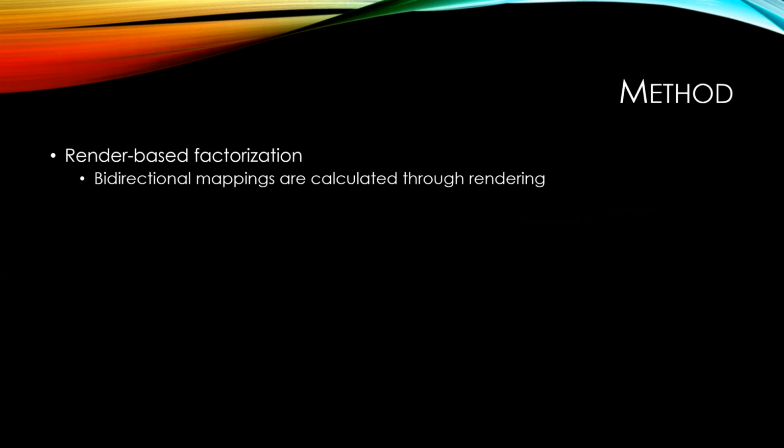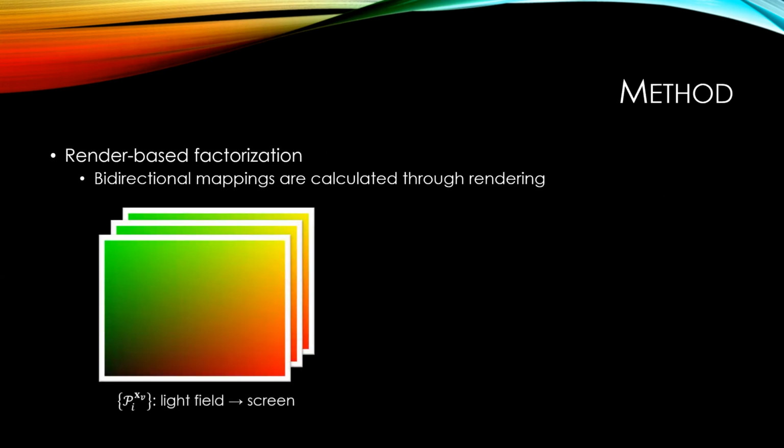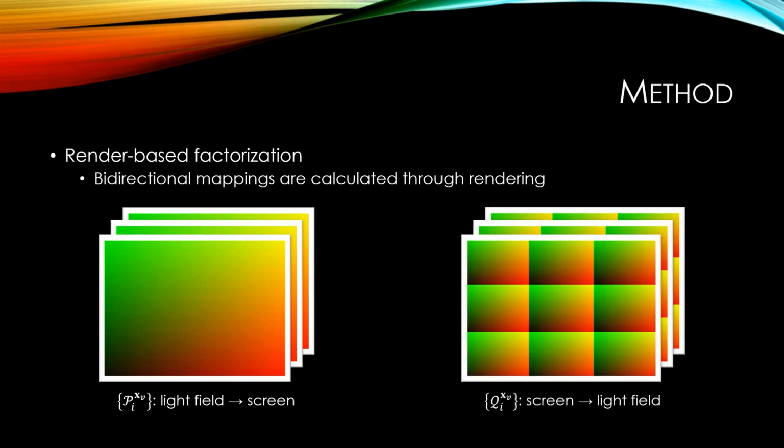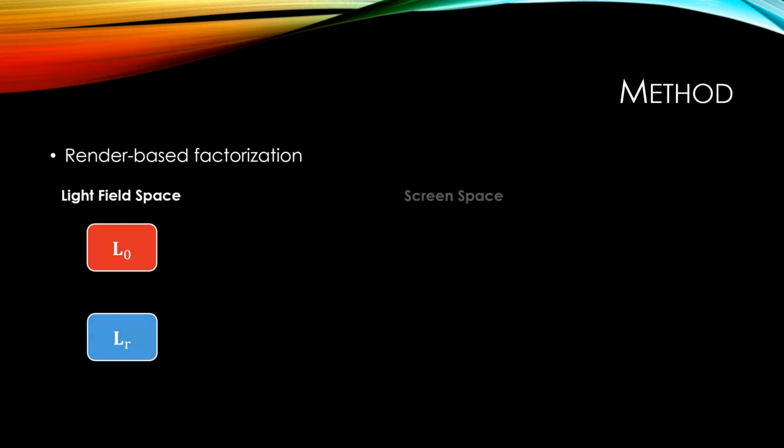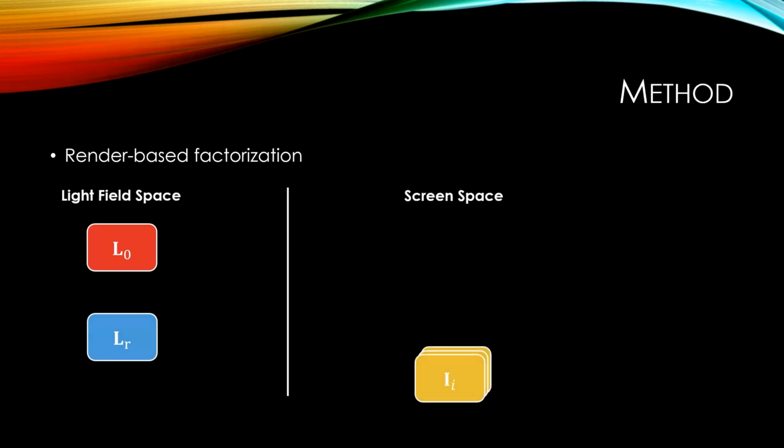In this work, we propose a render-based factorization, accelerating the factorization process by using the GPU's render pipeline. At the start of the application, two sets of mapping textures are built using a rendering approach. P are the mappings from light field space to screen space, and Q are the mappings from screen space to light field space. Now, for the target light field L0, we construct the light field LR in light field space and the set of display images II in screen space. We do the following process.